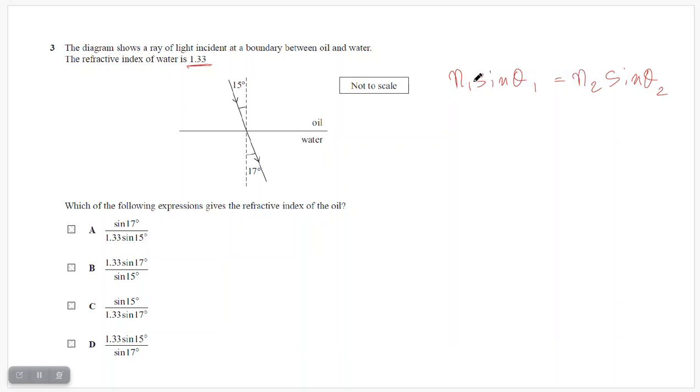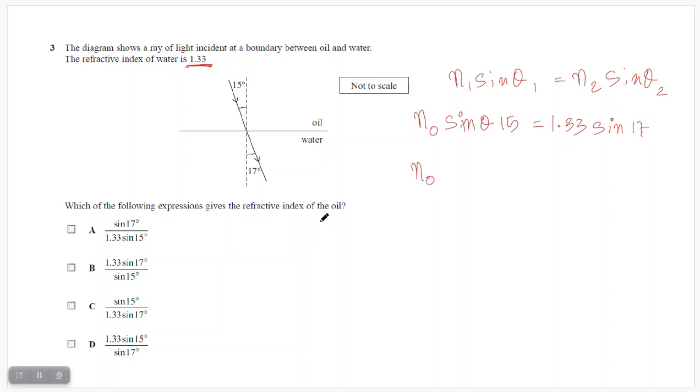So for this specific question, let's consider n1 to be oil. So n of oil times sine theta in oil, that is 15, equals n2, which would be water. The value is 1.33, it's given here. And sine theta now has to be in water. The value is 17. Sorry, sine 17.